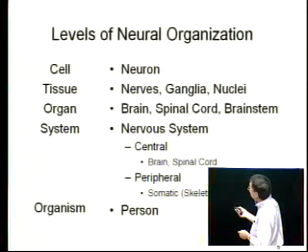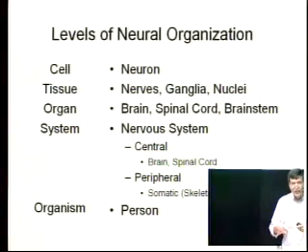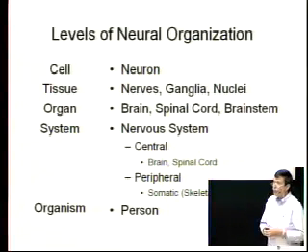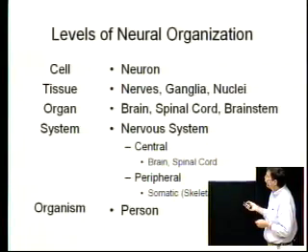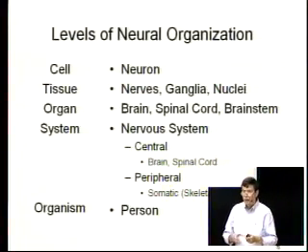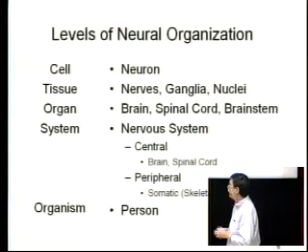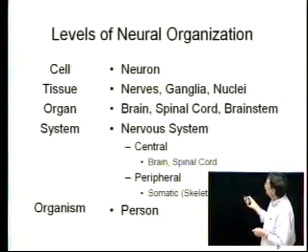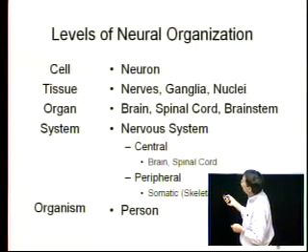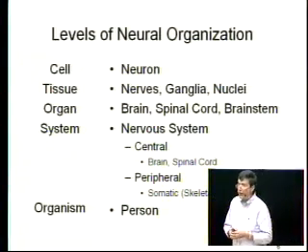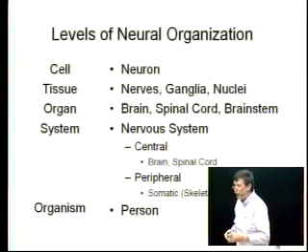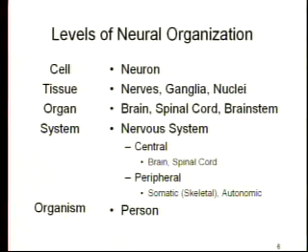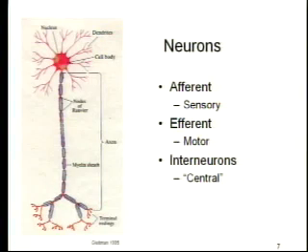Then we have, at the system level, the nervous system, which itself can be broken down into a central nervous system consisting of the brain and the spinal cord, and a peripheral nervous system, which consists of all the nerves that run to and from the central nervous system. So neurons become nerves, nerves become neural organs grouped into various kinds of nervous systems, all part of the living individual. Okay, so the basic unit of the nervous system is the neuron.